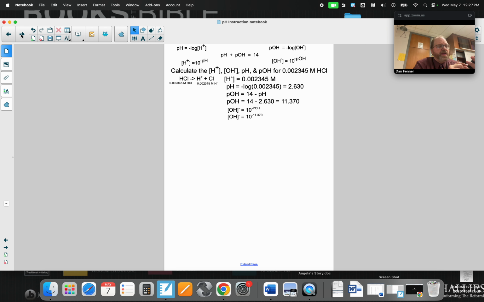So in your calculator, type in inverse log negative 11.370. And I have 5 sig figs. So my answer is 4.6258 times 10 to the minus 12. But this is a concentration, so I do need molar, and that's my answer. So we have 1, 2, 3, 4 problem answers there.